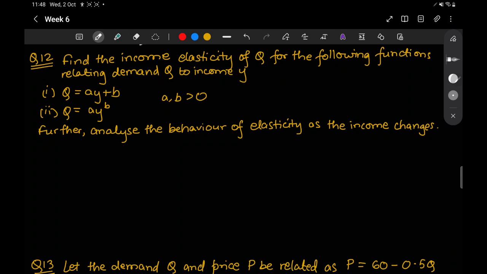Next question, question number 12. Find the income elasticity of Q for the following functions relating demand Q to income Y. So we have two parts actually. First one, Q is given as AY plus B, and second one is Q is given as AY to the power B. And now we need to analyze the behavior of elasticity as the income changes. So once again, take some time to solve the question and then we will discuss.